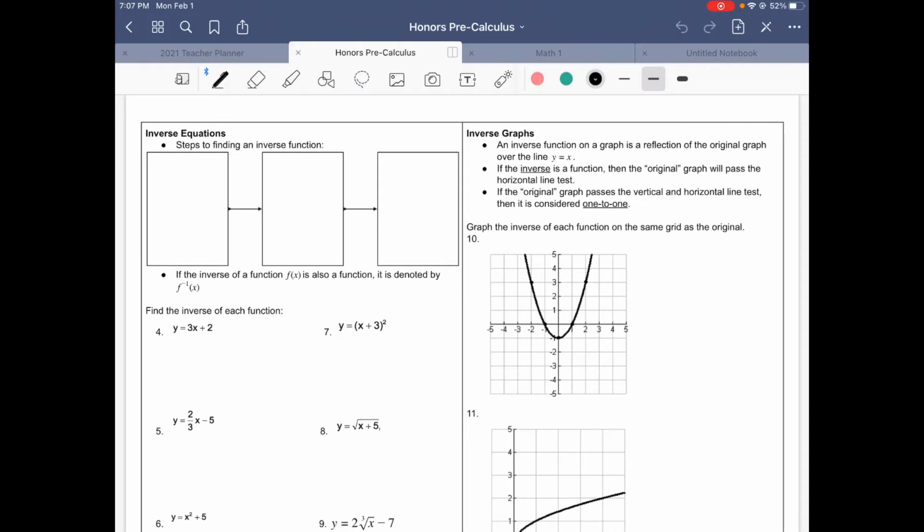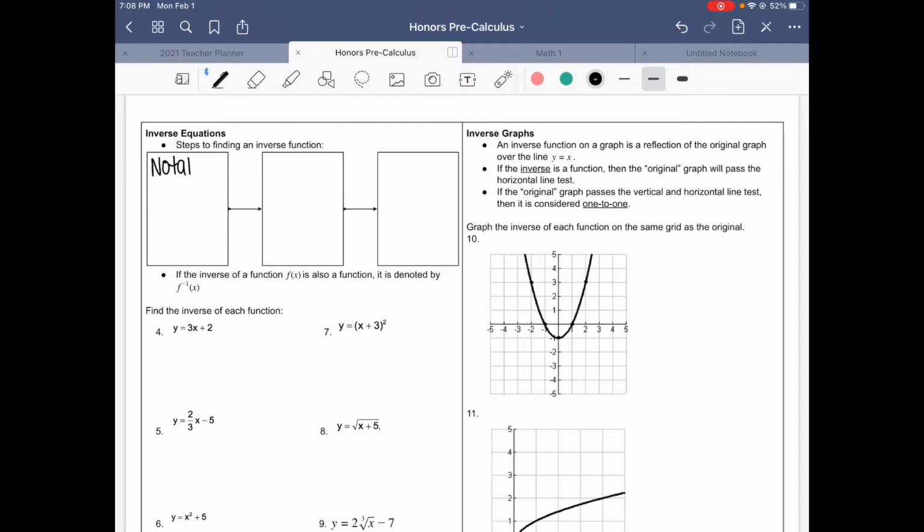All right, so for this lesson, we're actually going to be looking at inverse equations. We've done inverses and we talked about what an inverse is, but now we're going to talk about how to actually find the inverse equation of a function. So a few simple steps.